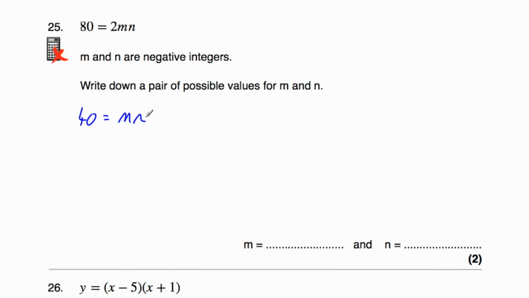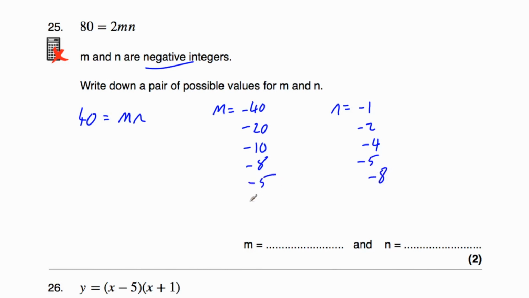So we want to find two negative numbers that will times together to give us 40. So m could be equal to negative 40 and n could be equal to negative 1. We could have m equal to negative 20, n equal to negative 2, m equal to negative 10, n equal to negative 4. We could have negative 8 and negative 5. We could have negative 5 and negative 8. We could have negative 4 and negative 10. We could have negative 2 and negative 20.